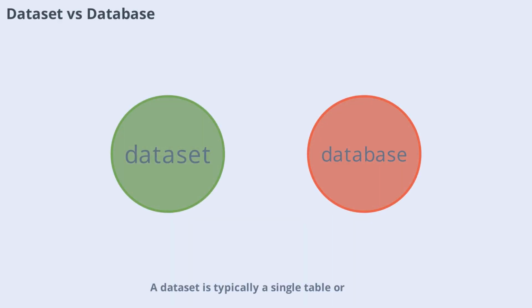A dataset is typically a single table or a structured collection of data extracted from a database. In contrast, a database can contain many datasets, each serving different purposes. For example, a company's database might include customer data, sales records, and inventory lists, each as separate datasets. Recognizing this distinction helps you select the right data for your AI models and ensures you're working with accurate information.